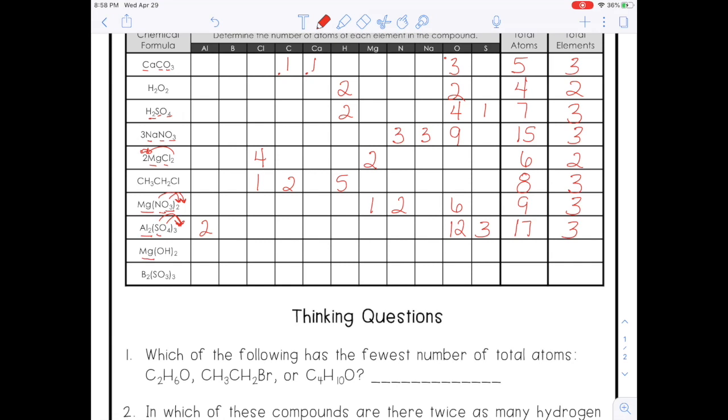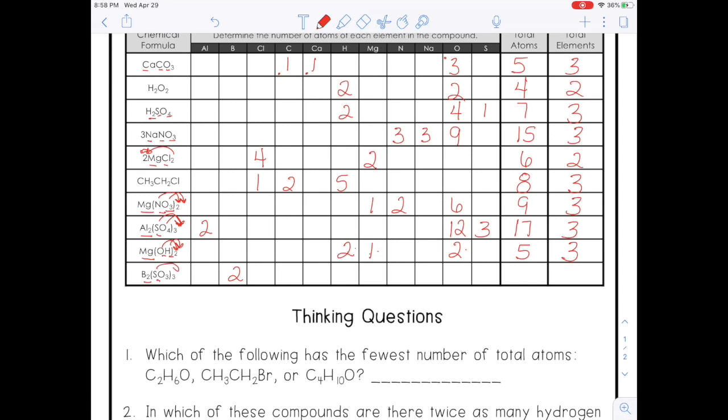Mg has no subscript out in front of the parentheses there, so that's just 1. O has an invisible 1 here, times that 2, it's going to give me 2. H has an invisible 1, times that 2, it's going to give me 2. If I add them together, 2 plus 1 is 3, plus 2 is 5. And I have 1, 2, 3 boxes. I have 3 elements. And the last one up top, B2, 2 for B.